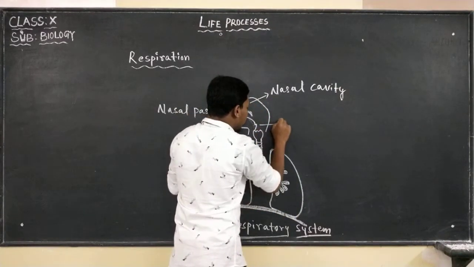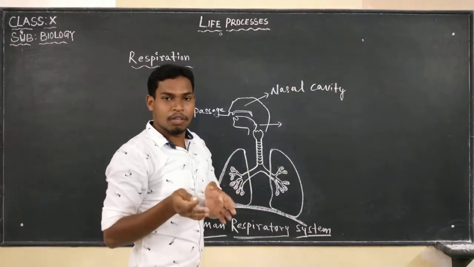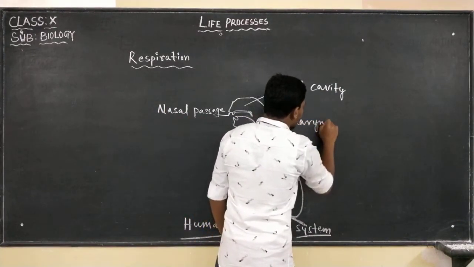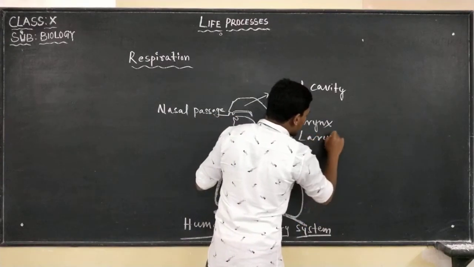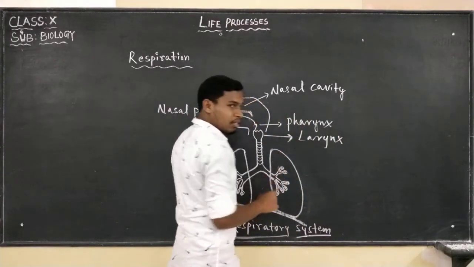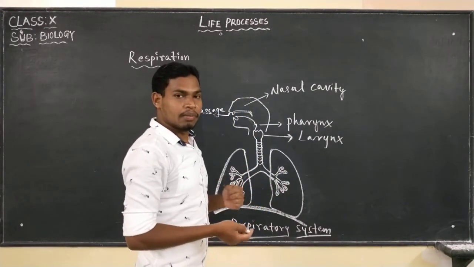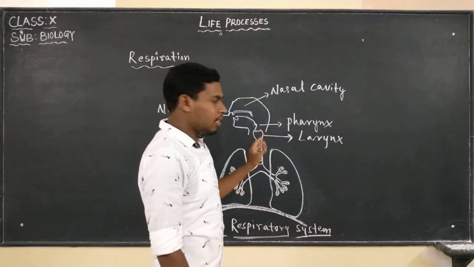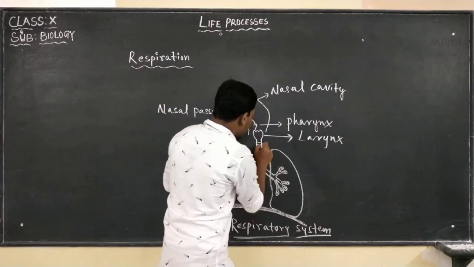Next will be the pharynx. Next will be the funnel shaped pharynx, where our buccal cavity opens. That is what? Pharynx. Okay, pharynx. And next, this is the larynx. Larynx checks the passage of food as well as the air. Whenever there is passage of food, this larynx checks that food should not pass through the windpipe, right?